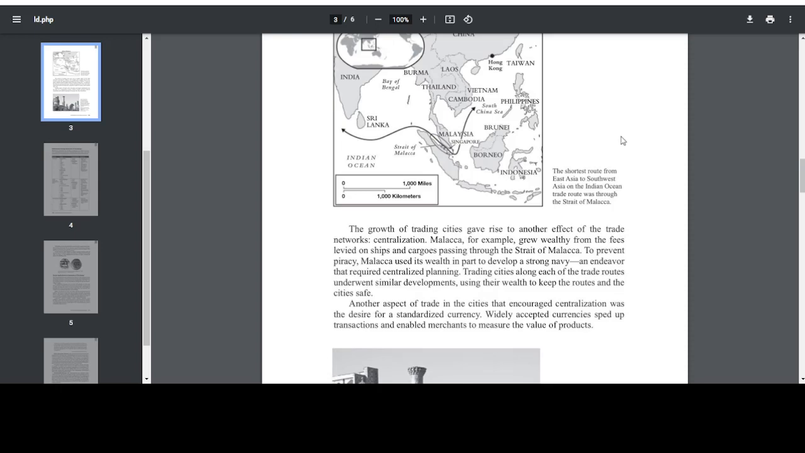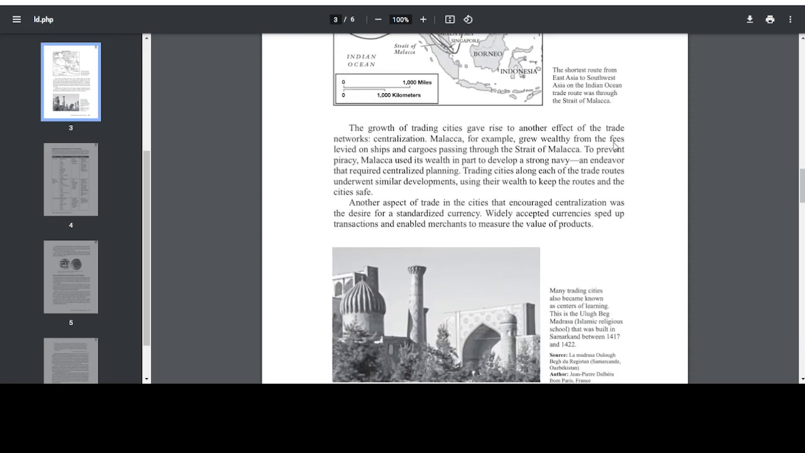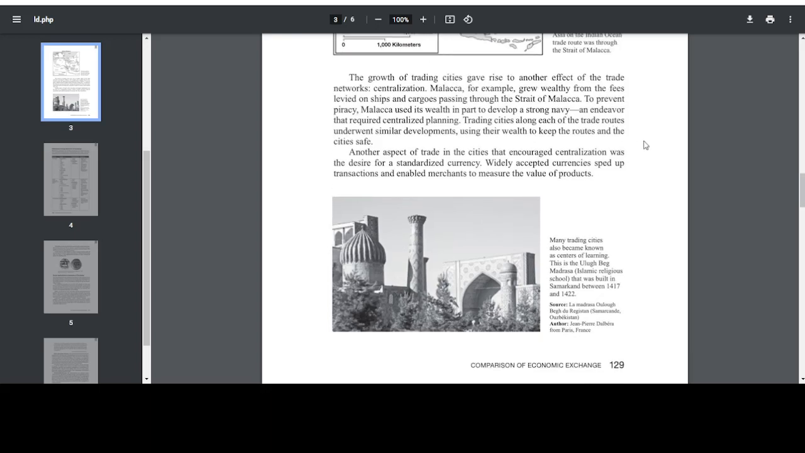Malacca, for example, grew wealthy from the fees levied on ships and cargoes passing through the Strait of Malacca. To prevent piracy, Malacca used its wealth in part to develop a strong navy, an endeavor that required centralized planning. Trading cities along each of the trade routes underwent similar developments, using their wealth to keep the routes and the cities safe. Another aspect of trade in the cities that encouraged centralization was a desire for a standardized currency. Widely accepted currencies sped up transactions and enabled merchants to measure the value of products.